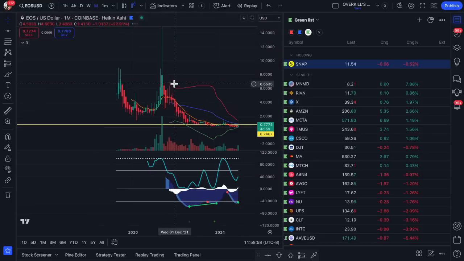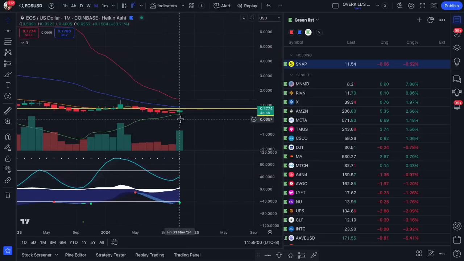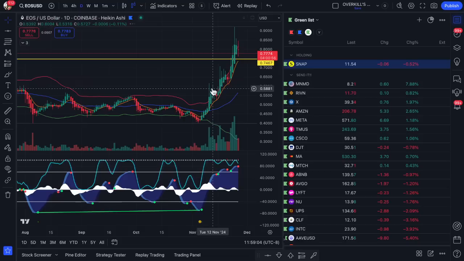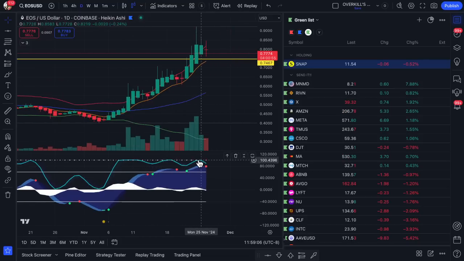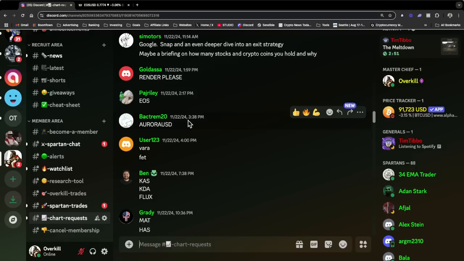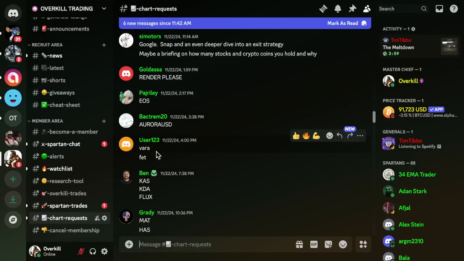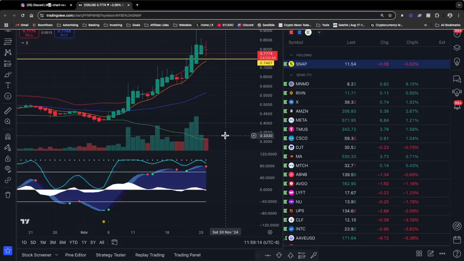Okay, but the monthly looks good. So if you're just looking at a monthly chart, okay, I just keep your dollar in there. If you don't want to play the fluctuation, I would definitely be selling when the stochastic RSI hits this white dotted line here. So 74 cents on the stop loss there on EOS. We got Aurora.